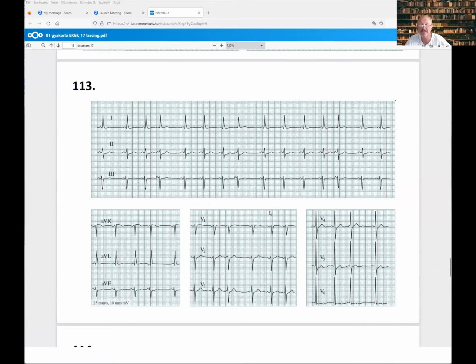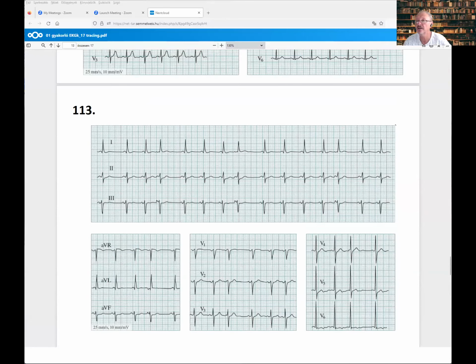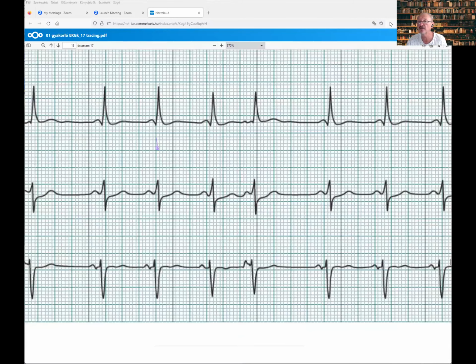Okay, number 13. Yes, number 13. And I can show you right now. One, two, three, four. And can you see this little R here? Yes. Okay. And because we do see this little R, it means that it originated from the atrium. It's coming from the atrium. So that's an atrial premature beat. Okay. This is what we're talking about.